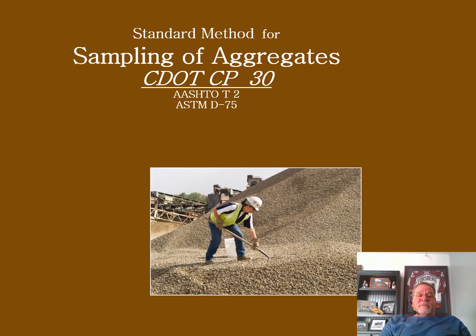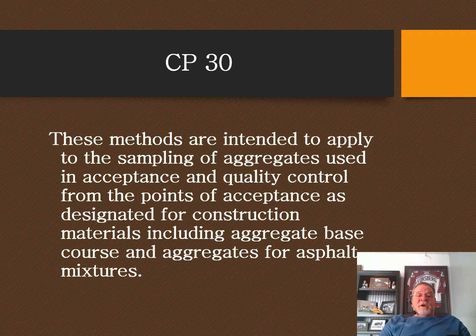Our next procedure is sampling of aggregates. CDOT's CP30, AASHTO T2, and ASTM D75. We're going to talk about the sampling of raw or bulk aggregates used in acceptance and quality control from the point of acceptance, designed for the construction materials, including base course and aggregates for asphalt mixtures.